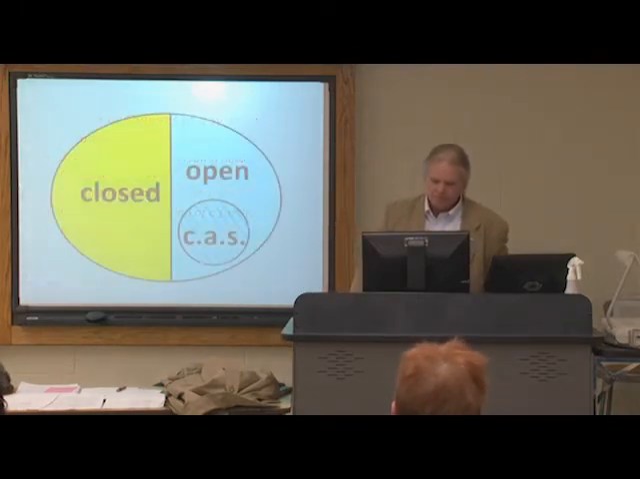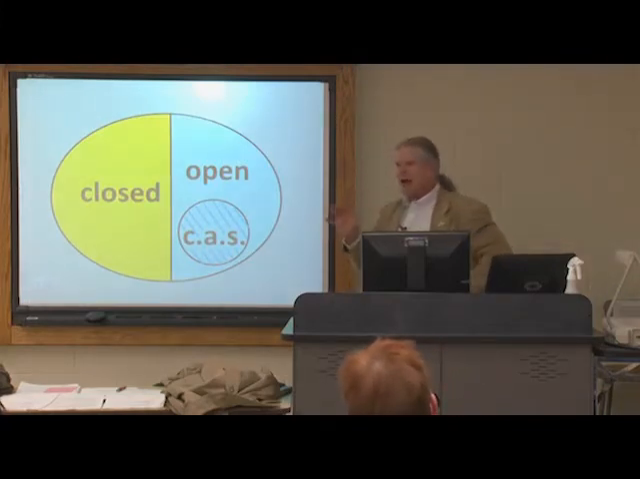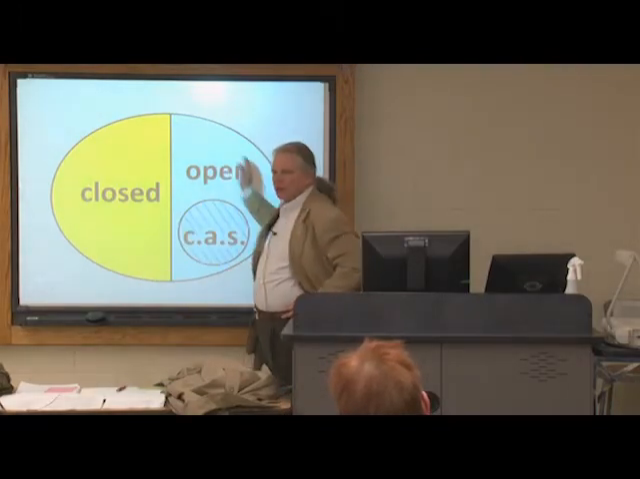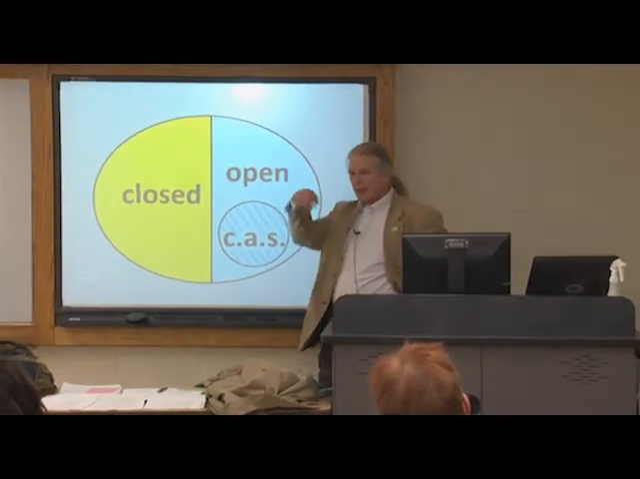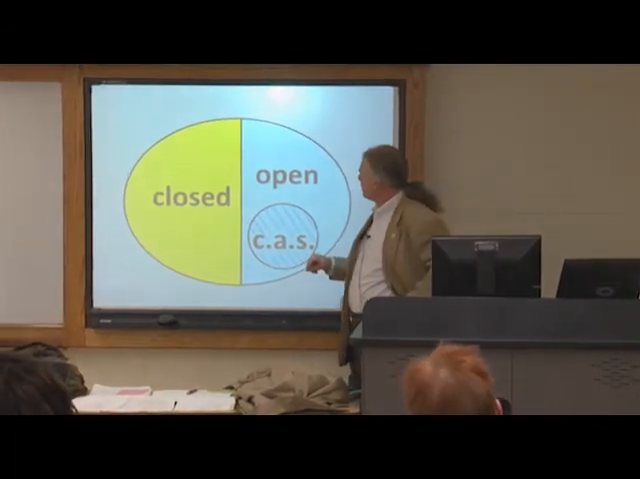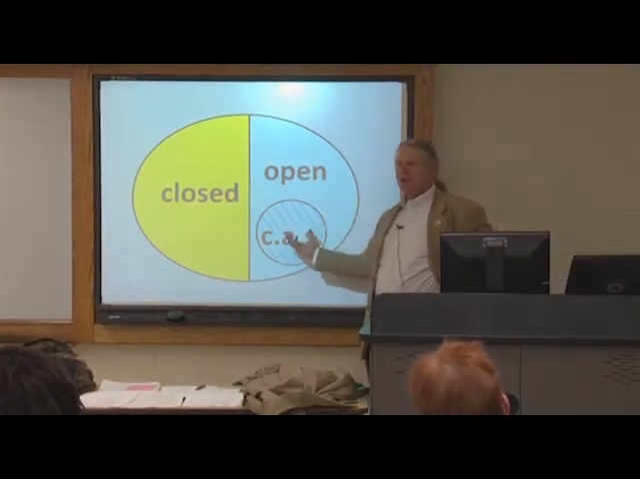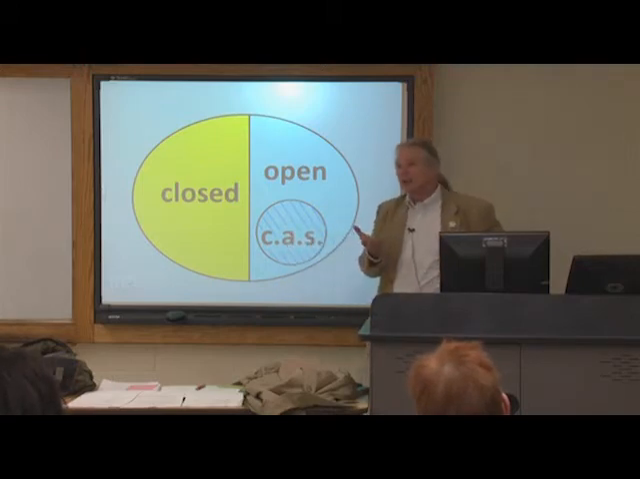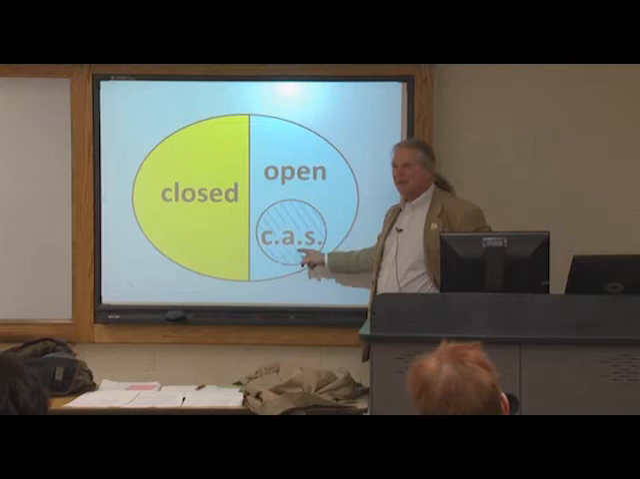Okay? So now what this shows us is a Venn diagram to remind us of the relationship of some of these key concepts. This circle represents all systems. Some of those systems are closed, with impermeable boundaries. Some of those systems are open. And within the open system category, there are certain systems that can change their structure. We refer to these as complex adaptive systems.